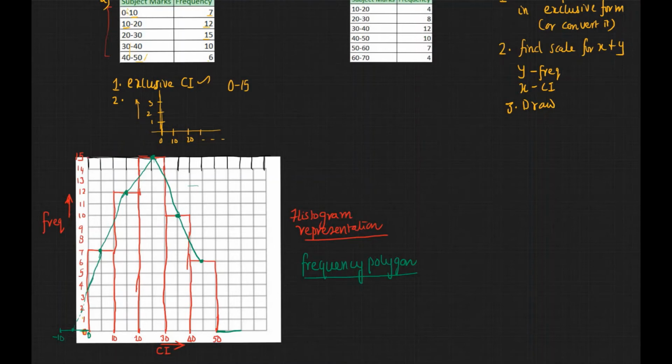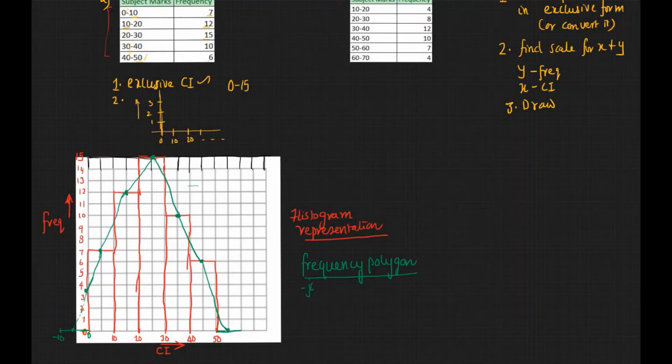See that I have marked here by dotted because it's going less than 0. So our starting point is here, and in this particular case, we can join this and close the frequency polygon. So that's how you draw the frequency polygon, which is by joining all the midpoints.